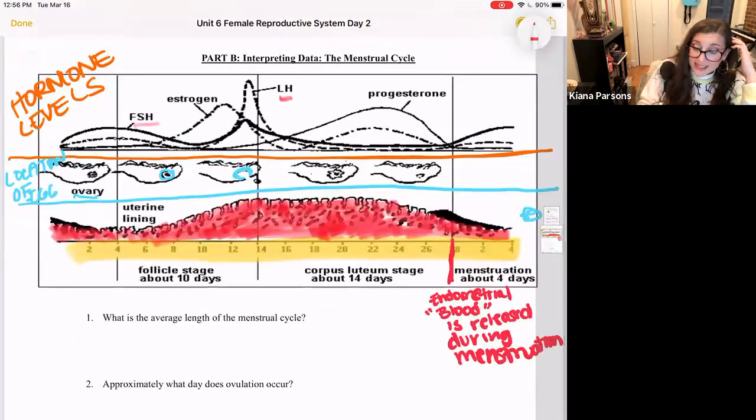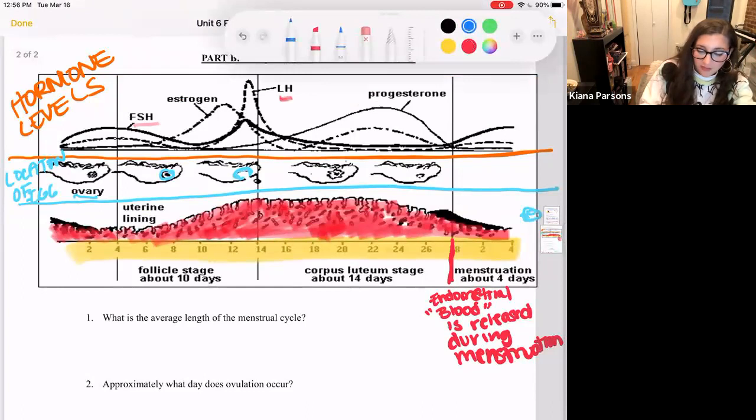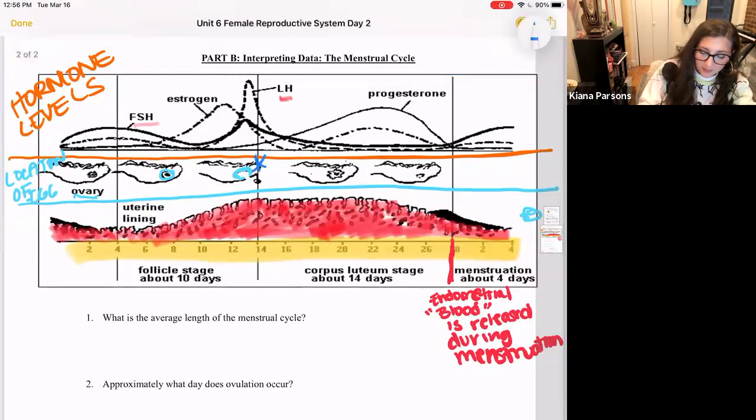And then about 14 days before you menstruate, you ovulate. And that is the egg being released. So this is ovulation. So hopefully that made this diagram make a little bit more sense. I know it can look a bit confusing, and now we're going to interpret the diagram.